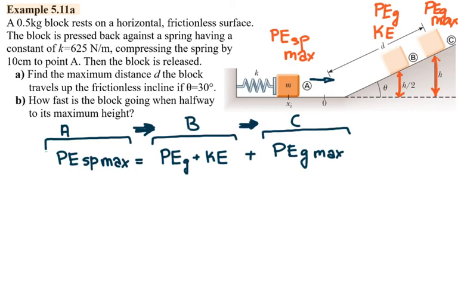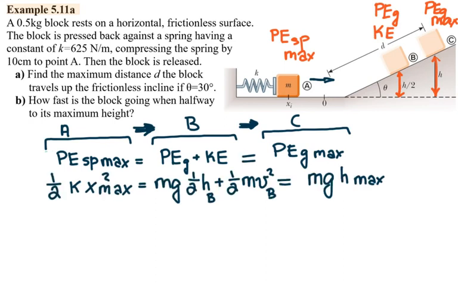Now I'm going to plug in the formula for each of the energies. So now I have 1/2 kx squared maximum equals, at point B, potential energy mg, but h is 1/2 of the maximum height. And then at B, I also have a velocity because the block is still moving up. And then at C, I have only gravitational potential energy, which is mg h maximum.